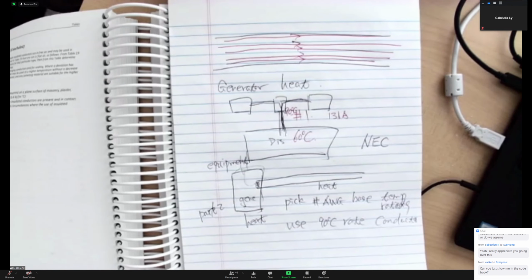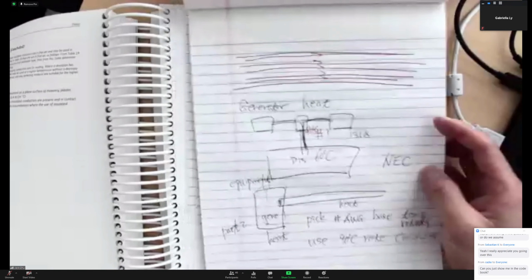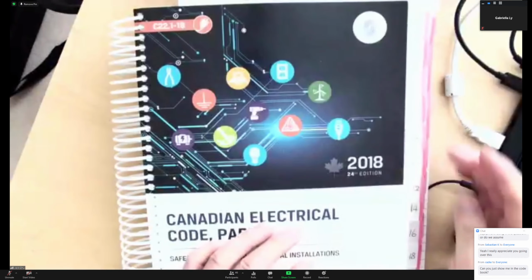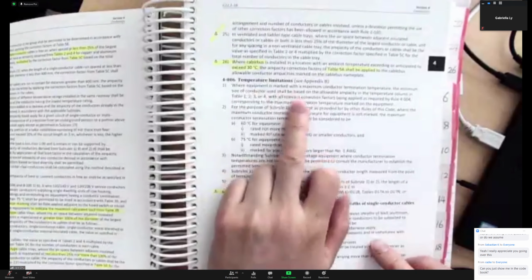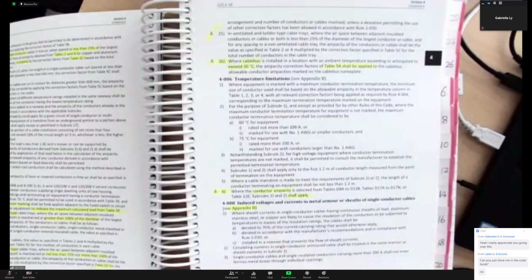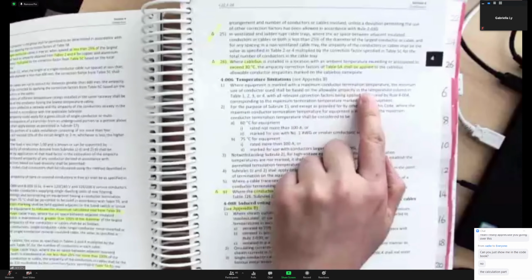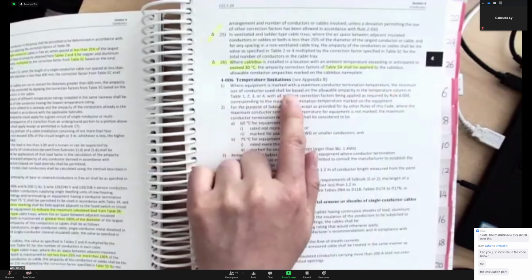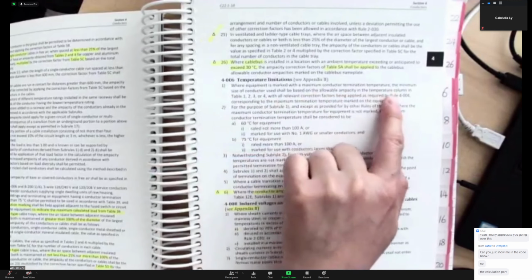And then we give it to you. Where did you go for your temperature limitation? Equipment marked with maximum conductor termination temperature. The maximum size of conductor used shall be based on the allowable ampacity in the temperature column.